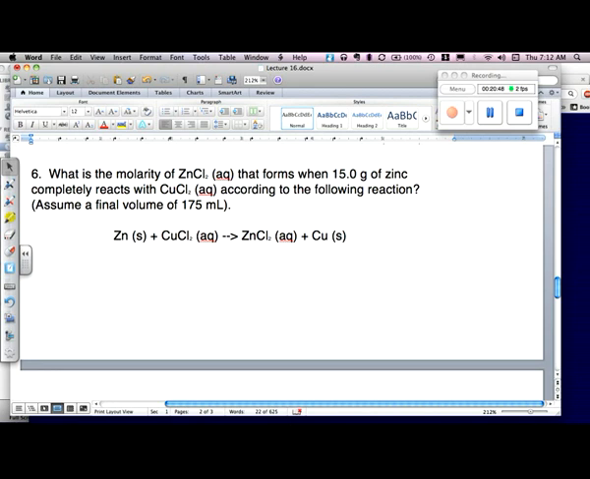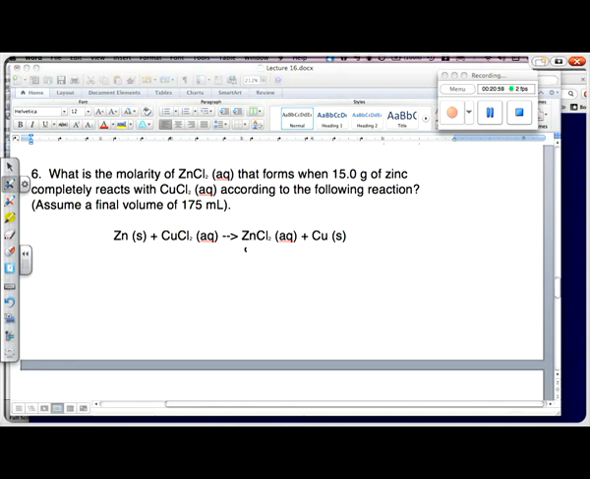So here's our balanced chemical equation. Let's write the information in the problem as we read it. What is the molarity of the zinc chloride? So, question mark molarity, that forms when 15 grams of zinc, which is a solid, completely reacts with the copper chloride. Assume a final volume of 175 milliliters. So that's going to be important here. Now this is a solid, so there's no molarity.